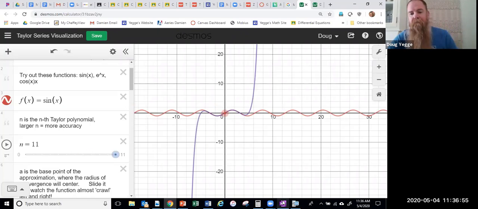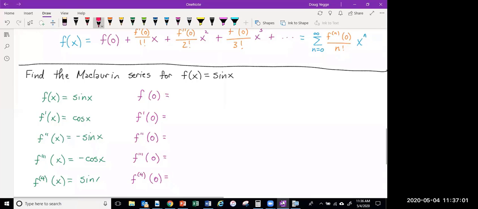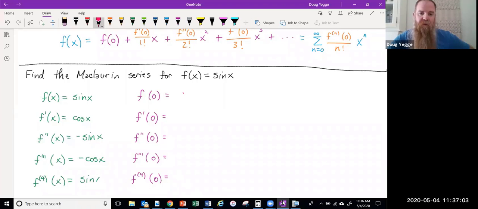Well, let's see why. What is sine of 0? 0. So doesn't that mean that this is 0 then? But then cosine of 0 is 1. Now we're back to negative sine of 0, which is 0. But negative cosine of 0 will be negative 1. And then sine of x will be 0.